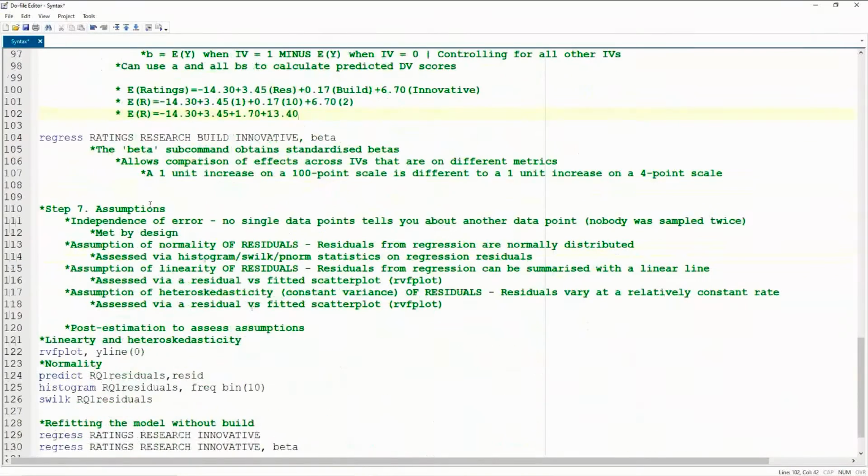So let's now talk about assumptions. Now that we've looked at our regression, the assumptions are exactly the same as simple linear regression. We're now just applying them to the multiple regression. So we still have independence of error, we still have the assumption of normality of residuals, and the assumption of linearity of residuals, and the assumption of homoscedasticity, or constant variance. So it's the same assumptions as before.